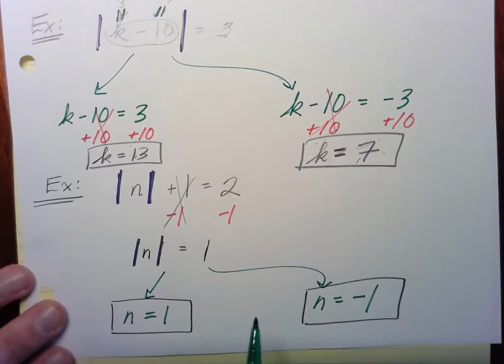Sorry, I went off the screen there. This one was just the same equation without the absolute value sign. This is the negative version of it. And I don't have to do any more steps. I've already got my answers.